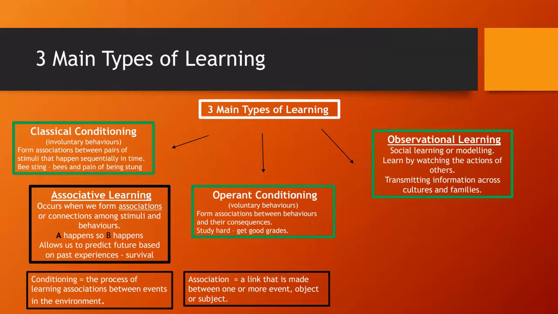The final kind of learning we'll touch on tonight is called observational learning. That's learning through watching. It's like social learning and modeling. We learn by watching what happens to other people or the actions of other people. So three types of learning: classical conditioning, operant conditioning, and observational learning. Conditioning in essence is a process of learning associations between things, between events and the environment. The actual association is the link that's made between those things. So we're learning by association. Those are the three types of learning that we'll touch on.